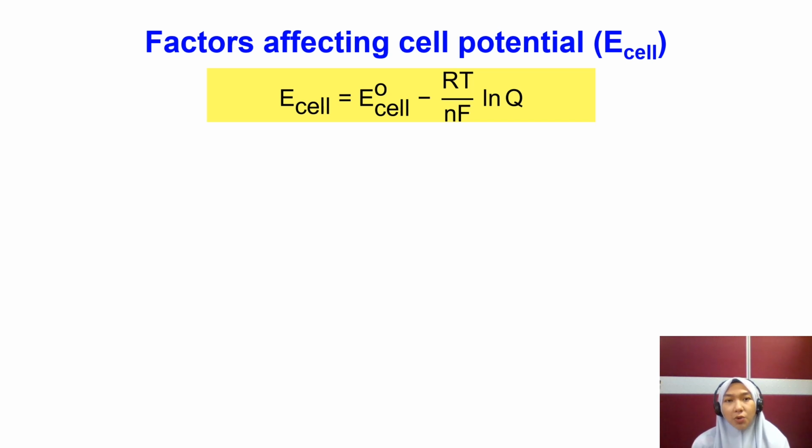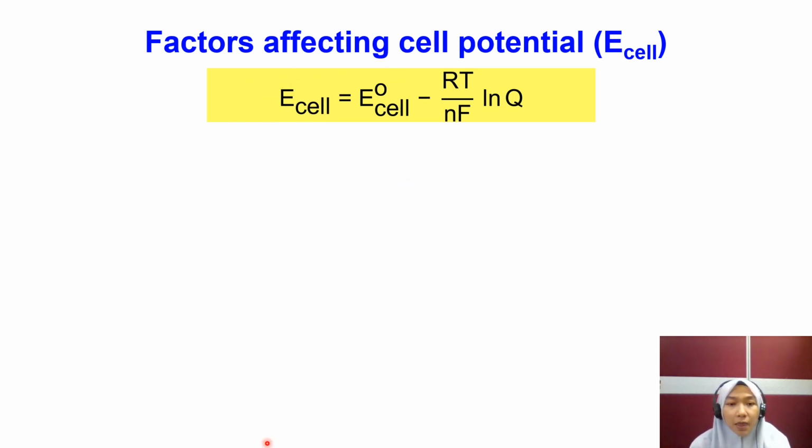So now we go for the next learning outcome in 3.2, which is the factors affecting cell potential. The factors are actually all the terms contained in the Nernst equation. Let's have a look. In the Nernst equation we have E naught cell. Everything that changes E naught cell will also affect the E cell.